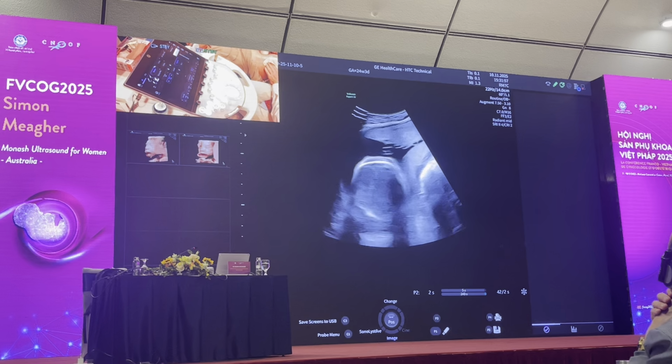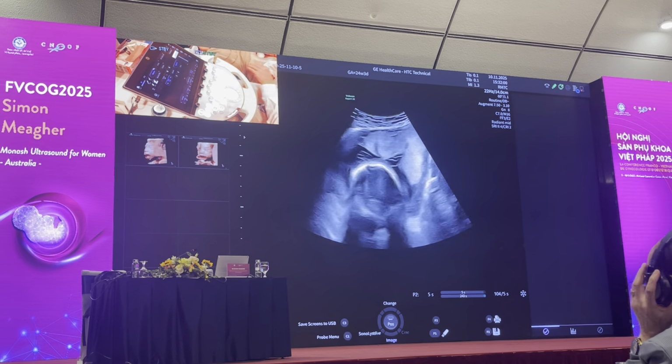And if we come back to looking at the corpus callosum, we'll come back.